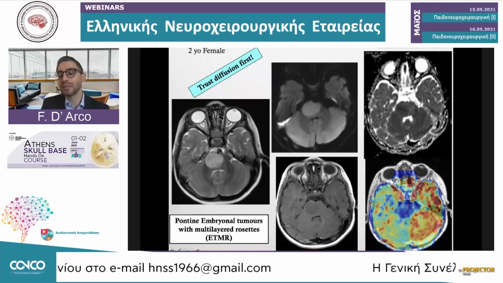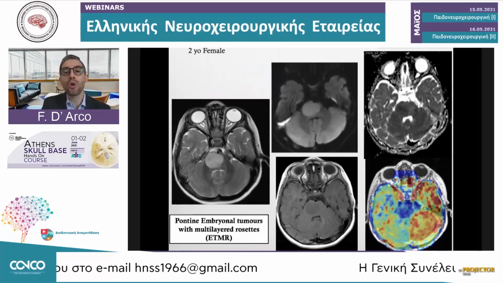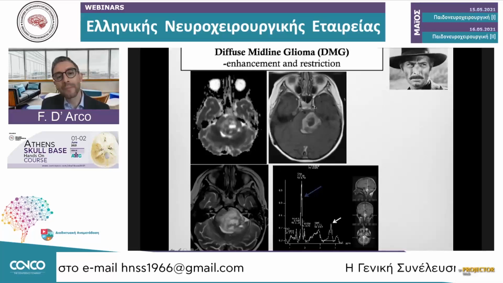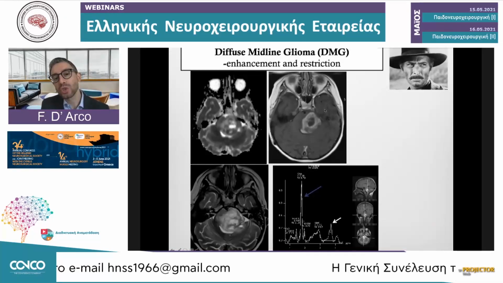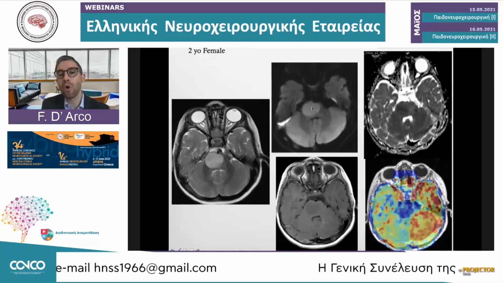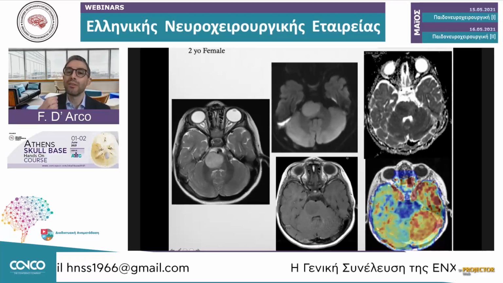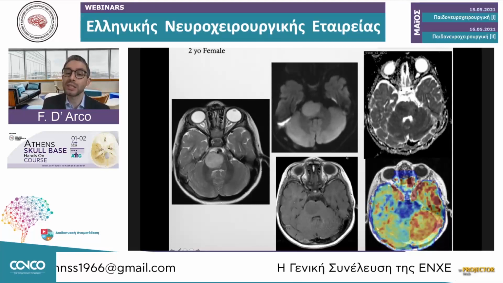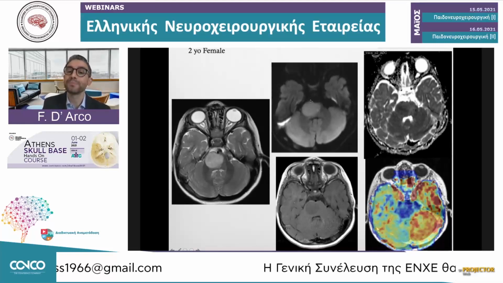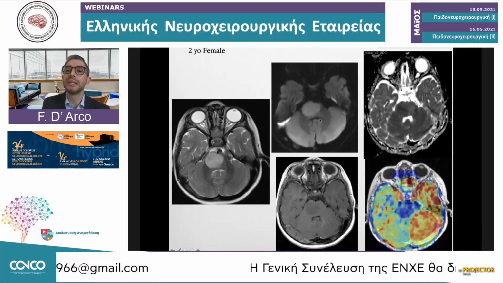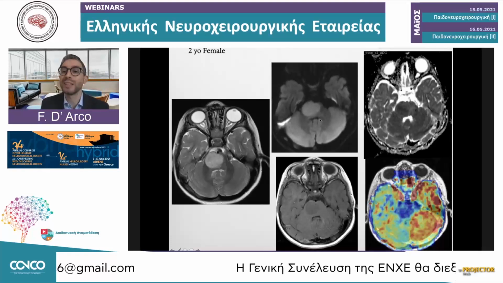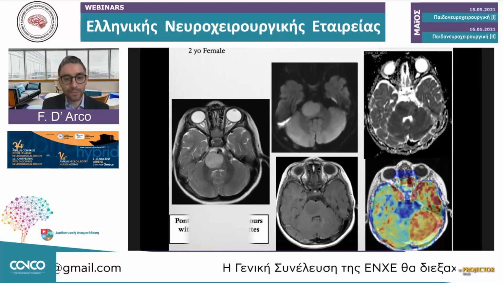Either you have something that does not restrict, or you have something like in this case, which can have a bit of restriction, but a lot of enhancement. But if you have homogeneous restriction, no enhancement, no edema, rarely, we had at least two or three cases of ETMR in the pons. The management is different in these cases.